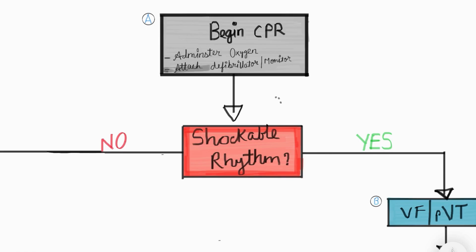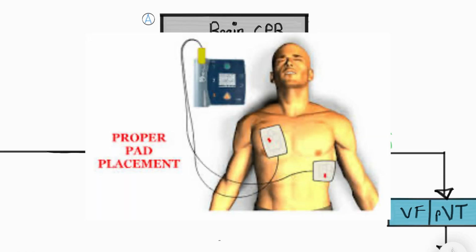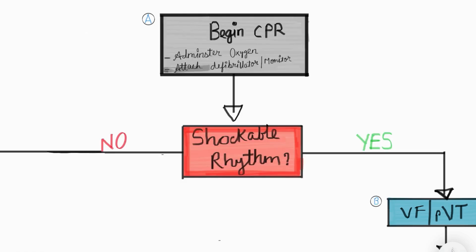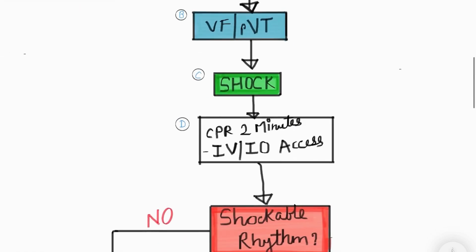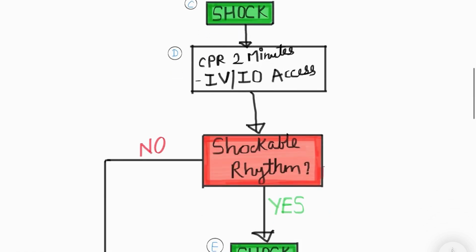Now attach the defibrillator or AED and place the pads correctly. One on the right upper chest and the other on the left lower chest. The AED will analyze the rhythm. Is it shockable or not shockable? If it's shockable, then it may be VF or pulseless VT. In this case, deliver the shock, biphasic at 200 Joules, and start CPR immediately for 2 minutes. Also take IV or IO access.